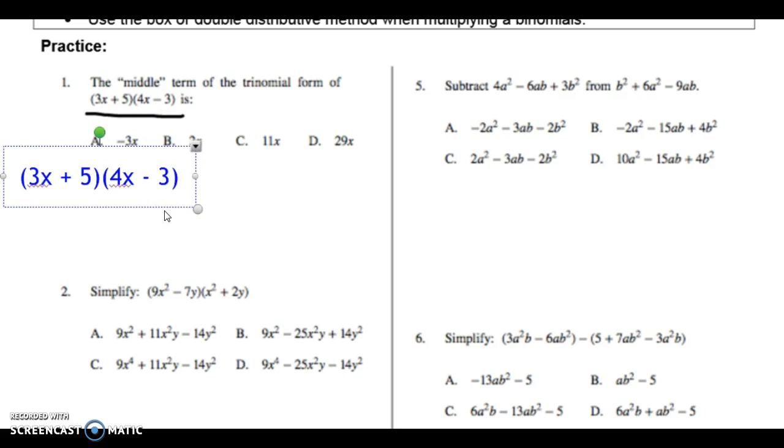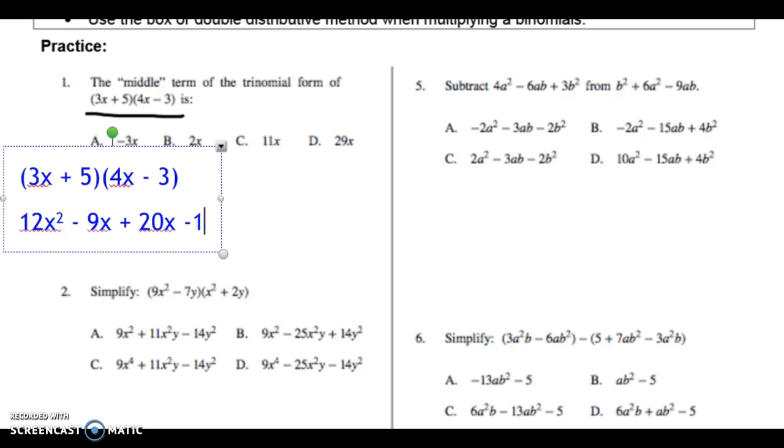And I know we have to multiply these two together. We're going to use double distributive property. So 3x times 4x, that's going to give us 12x squared, right? Because x times x is going to give us that x squared. 3x times negative 3 should give us negative 9x. 5 times 4x should give us 20x. And that's a positive 20x. And last but not least, 5 times negative 3 should give us negative 15.